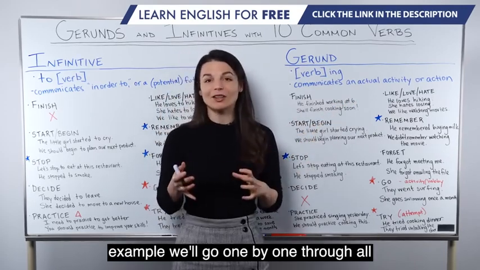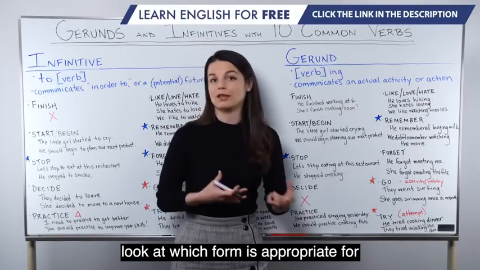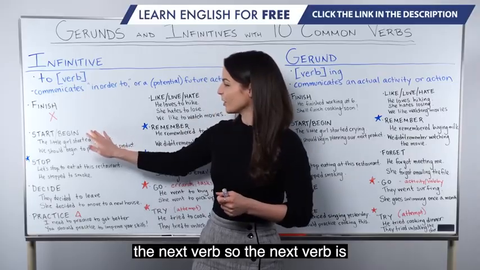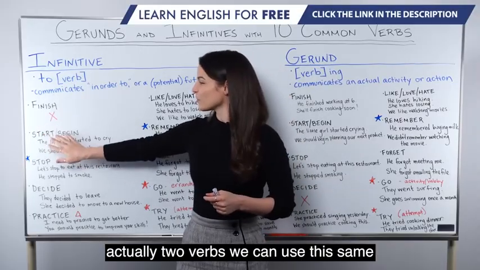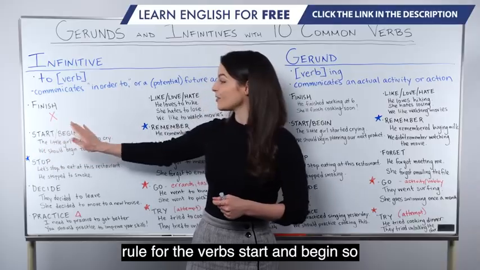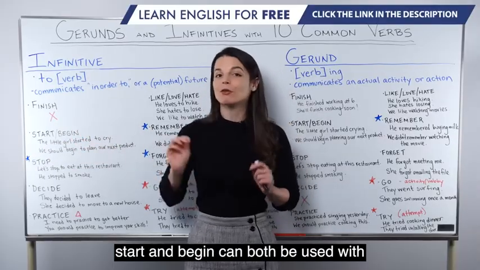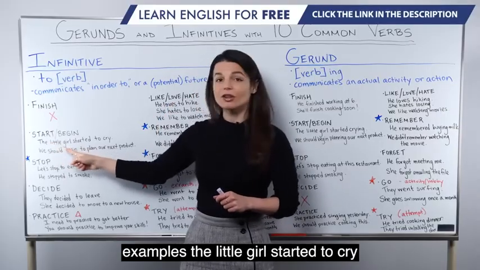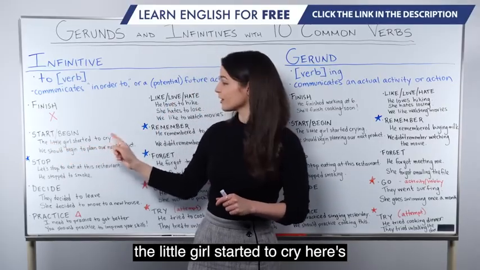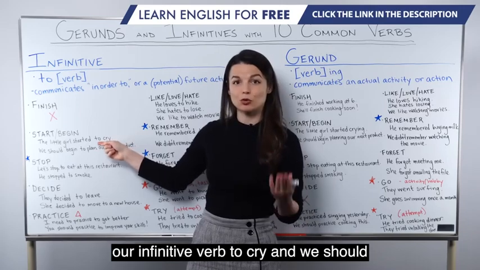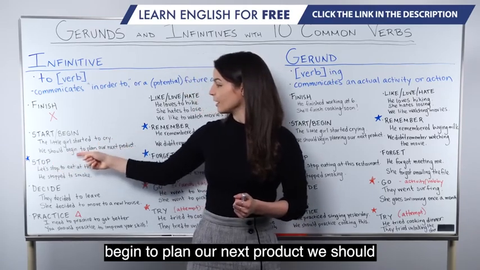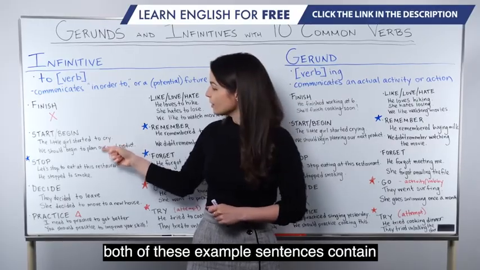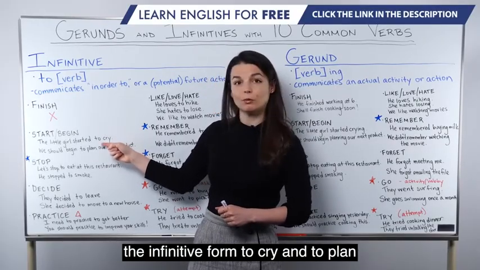We'll go one by one through all of the examples like this and take a look at which form is appropriate for each verb. Okay, so let's take a look at the next verb. The next verb is actually two verbs. We can use this same rule for the verbs start and begin. Start and begin can both be used with the infinitive after the verb. So our examples. The little girl started to cry. Here's our infinitive verb, to cry. And we should begin to plan our next product. Both of these example sentences contain the infinitive form, to cry and to plan.